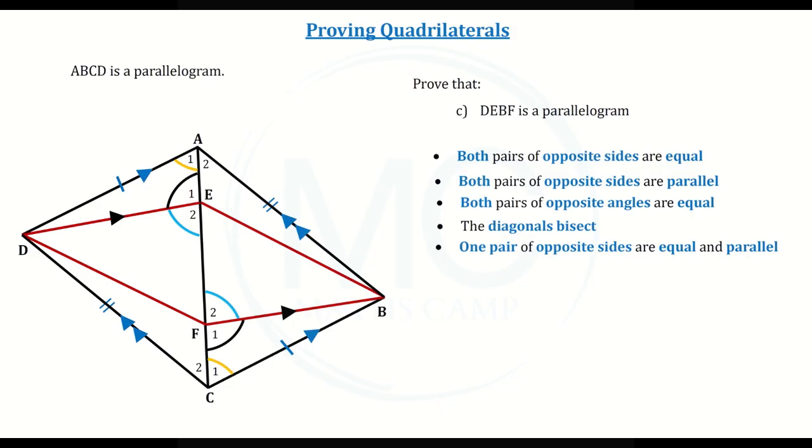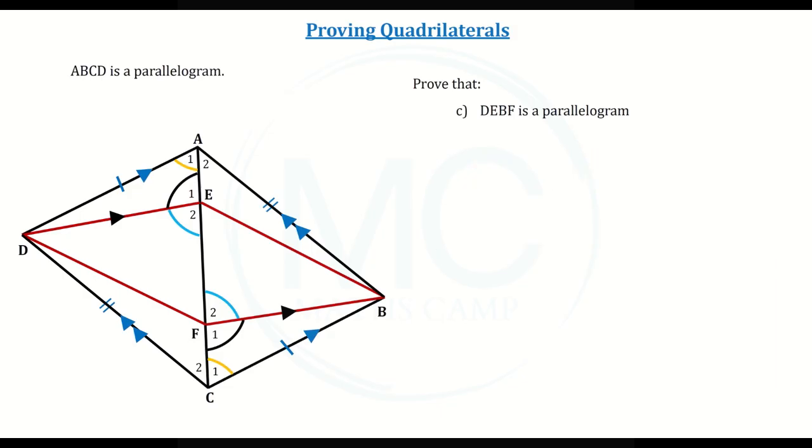DEBF only has one diagonal, so we can't use this reason. We also don't have enough information about the interior angles. So to prove a parallelogram, we need to consider the sides. The diagram shows us that DE is parallel to FB. So we can make a note that DE is parallel to FB. And we know this because this has been given to us in the question.